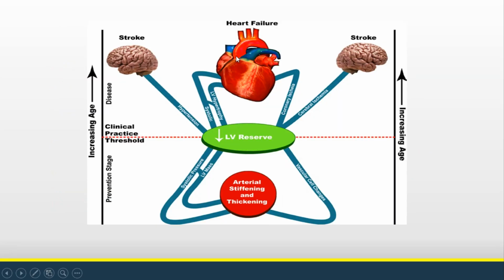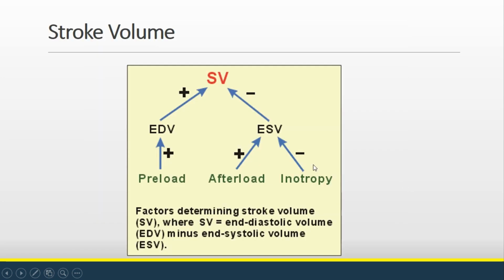This is a figure. I don't know if it fits here, but I always like to show it. You see this arterial stiffness and thickening. What happens is the left ventricular reserve goes down. Okay, so we see our ability to increase ejection fraction for the left ventricle goes down. At the same time, it causes hypertension, hypertrophy, ischemia, and then increases our risk of heart failure and stroke.